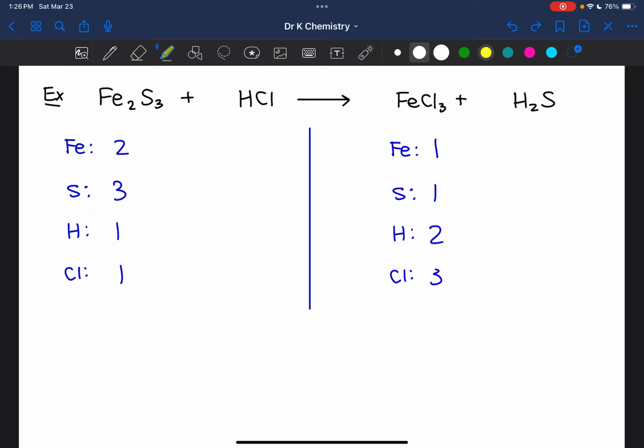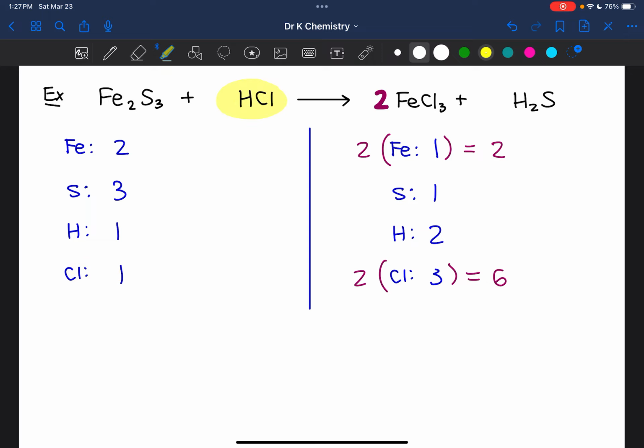So right now, we have 2 irons on the left and 1 on the right. The way that I'm going to fix that is by multiplying this entire formula by 2, which means that everything in here gets multiplied by 2. So the iron gets multiplied by 2, the chloride gets multiplied by 2. So now we have 2 irons on the right and 6 chlorides on the right. This also messes up our chloride here because now we have 1 chloride on the left and 6 on the right.